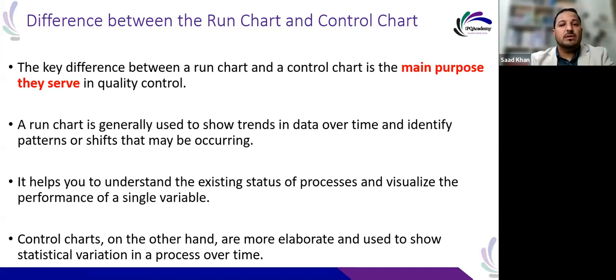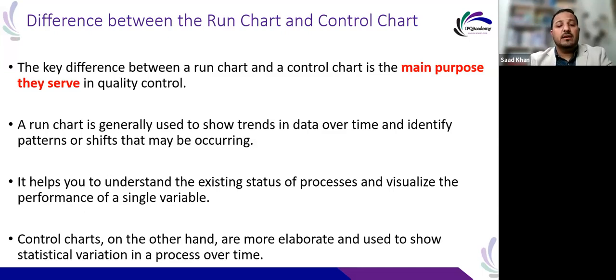The main difference between run charts and control charts is the main purpose they serve in quality. This is the main purpose for these two charts. Run charts are generally used, as I said, to show trends, data over time, and they help you identify patterns and shifts which may be occurring. They help you understand the existing status of the process and visualize the performance of a single variable.